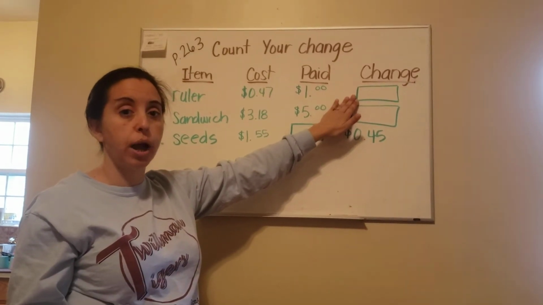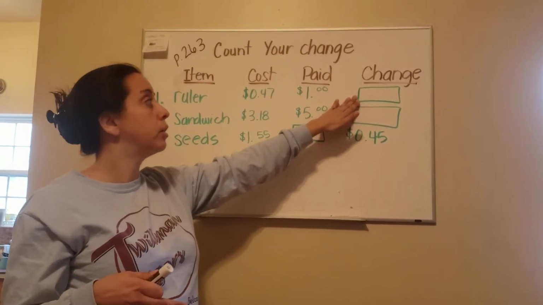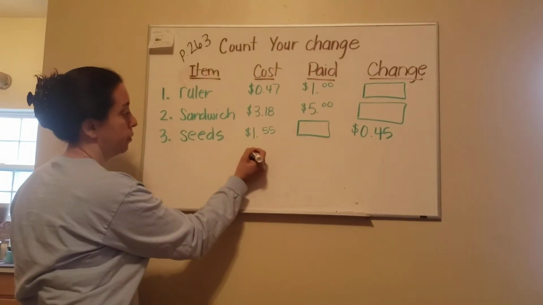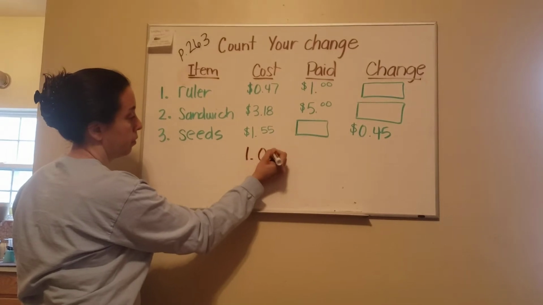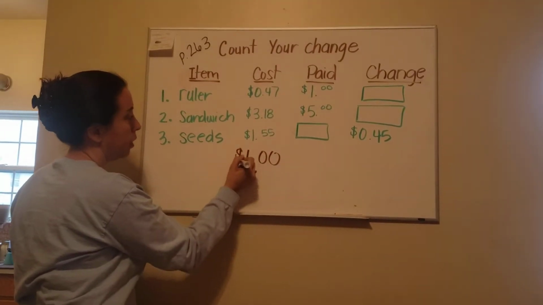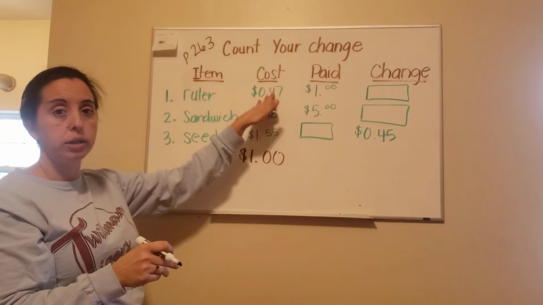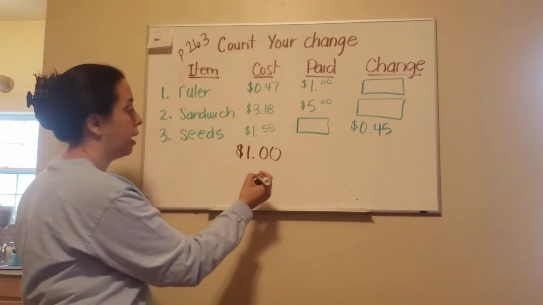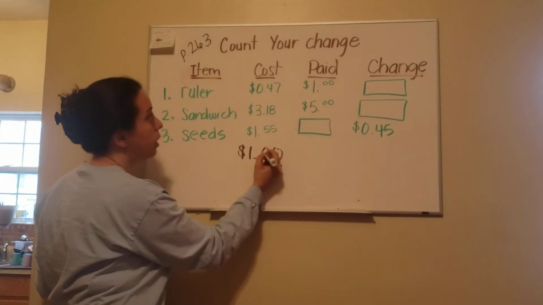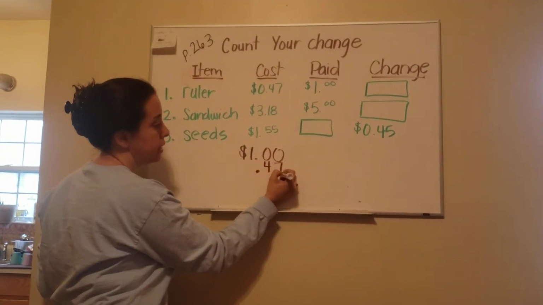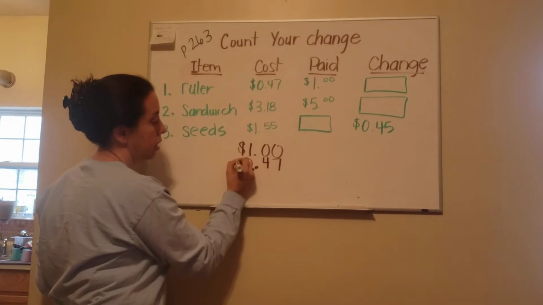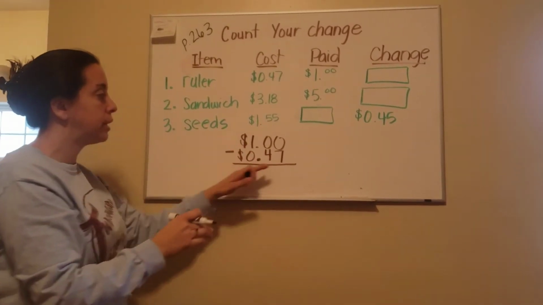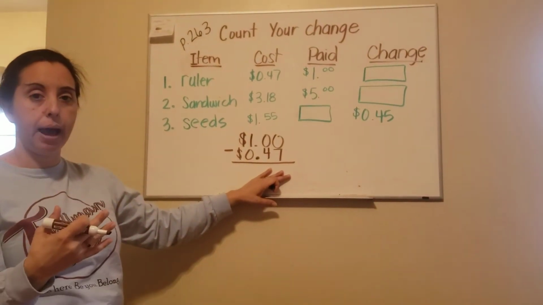You know when you subtract, what number always goes on top? The largest number. So you're going to put $1 on top. And then how much did it cost? You're going to line that up on the bottom. Make sure your decimal points are lined up. So your decimal point, 47 cents. And now you're going to subtract because you want to see how much change you're going to get back, okay?